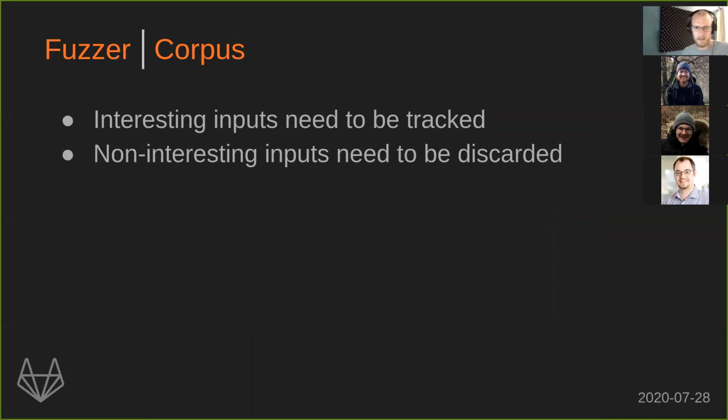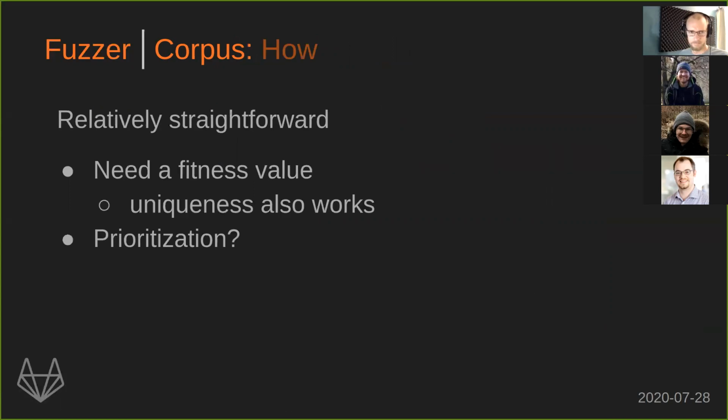All right. Let's say we're generating inputs to send to the program. Some inputs will be more interesting than others. The general theory behind a corpus is that interesting inputs will need to be tracked and maybe prioritized based on how interesting they are. And non-interesting inputs, maybe ones that you've seen before, will just be discarded. And so corpuses work hand in hand with a feedback metric or a fitness function.